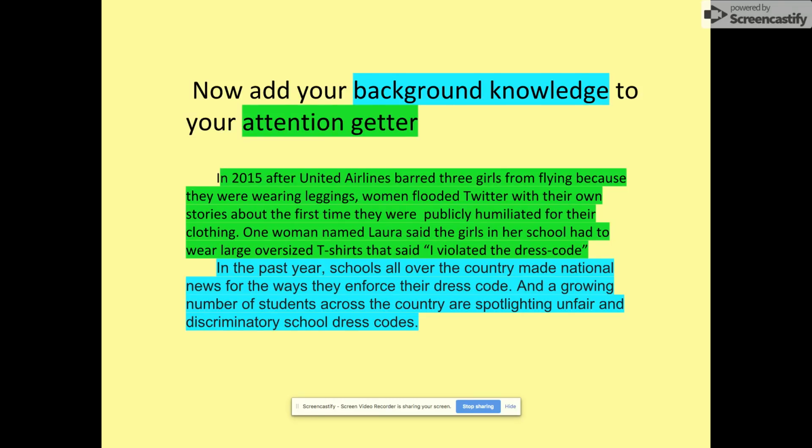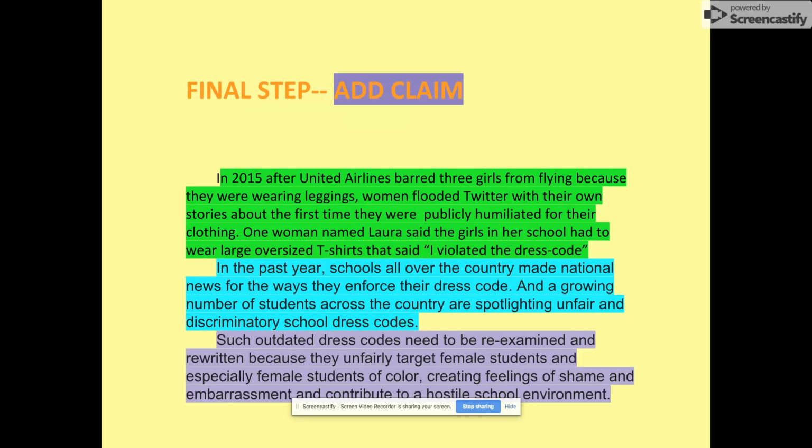All right, so your attention getter there in green, the background knowledge in blue, and now you just have one thing left to do, and that is to add your claim. So after the green attention getter, the blue background knowledge, to bridge to your claim, now I can make my claim, which is such outdated dress codes need to be re-examined and rewritten because they unfairly target female students, and especially female students of color, creating feelings of shame and embarrassment and contribute to a hostile school environment.